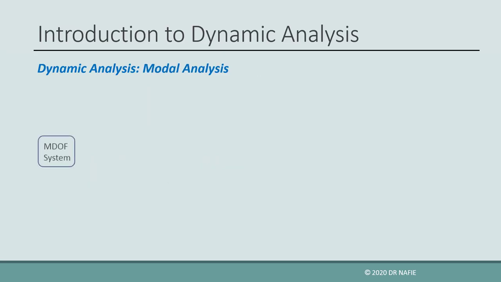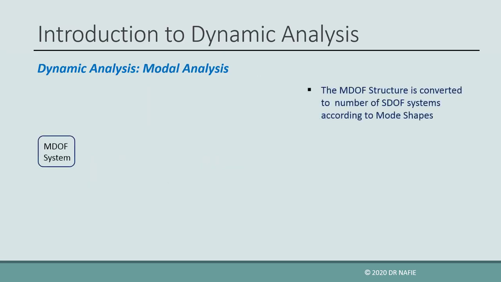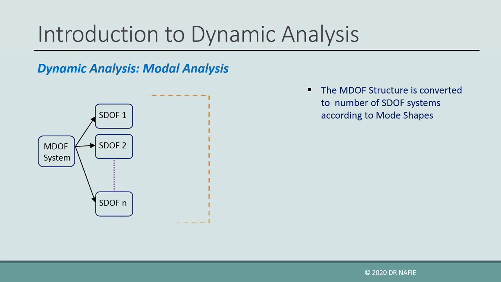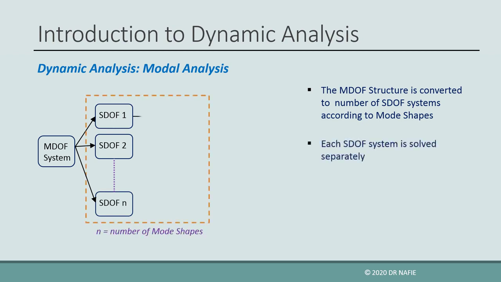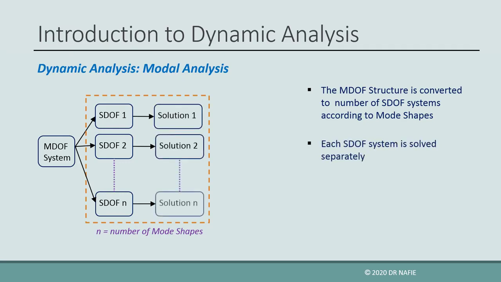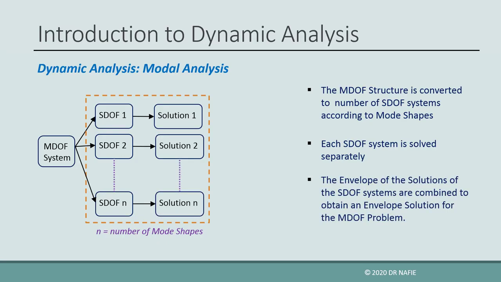Modal dynamic analysis is only applied to multiple degree of freedom systems. In this method, the multiple degree of freedom system is converted to a number of single degree of freedom systems according to mode shapes. The number of single degree of freedom systems is equal to the number of mode shapes. After this step, each single degree of freedom system is solved separately using a suitable method. Finally, the solutions of the single degree of freedom systems are combined together to obtain an envelope of the solution for the multiple degree of freedom problem.